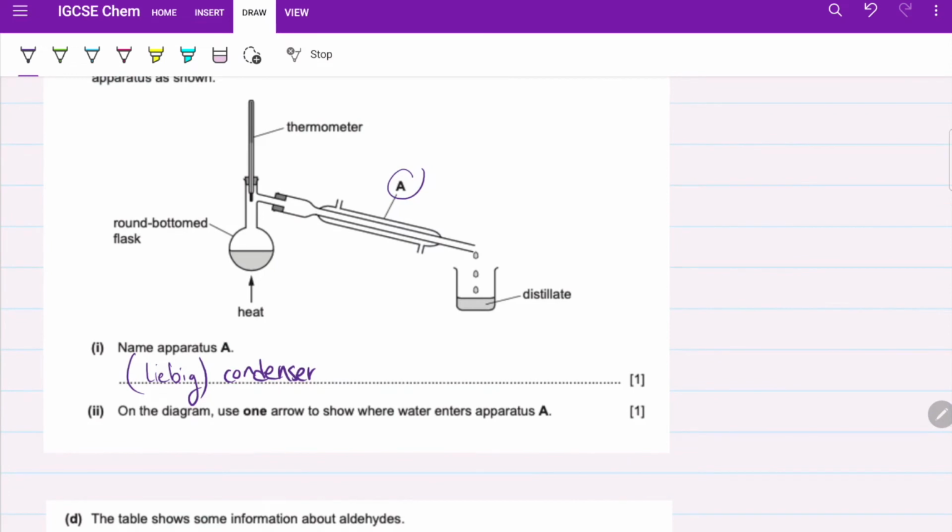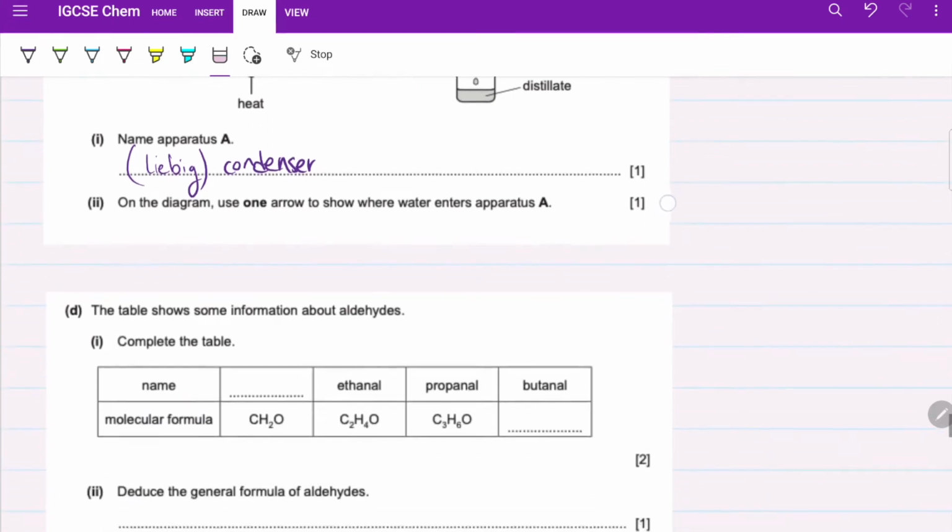Now on the diagram, use 1 arrow to show where water enters the apparatus. It's going to enter from the bottom. And the reason why it enters from the bottom is that if it entered from the top, it won't fill up fully. It's just going to drain. But when you fill it from the bottom, it has to fill up completely before it exits. Okay, so let's move on.